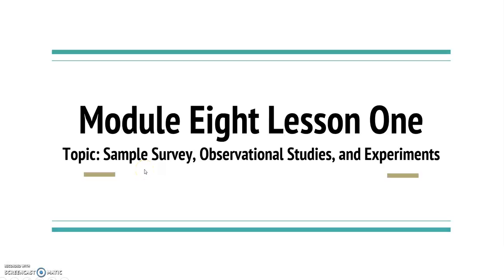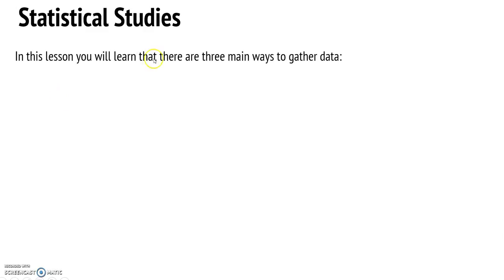All right, welcome to Module 8, Lesson 1. Today we're going to talk about three different kinds of statistical studies: a sample survey, an observational study, or an experiment. So in this lesson, you are going to learn that there are three main ways in which we can gather data in order to study the statistics. The first way is by doing a survey. The second way is by doing an observational study, and the third way is by working on an experiment.